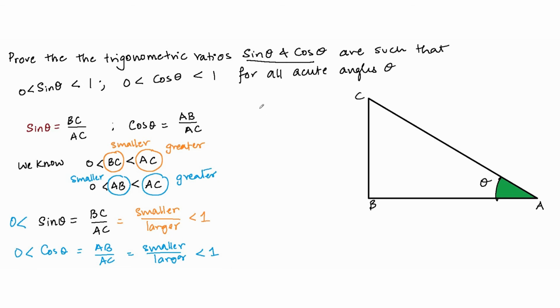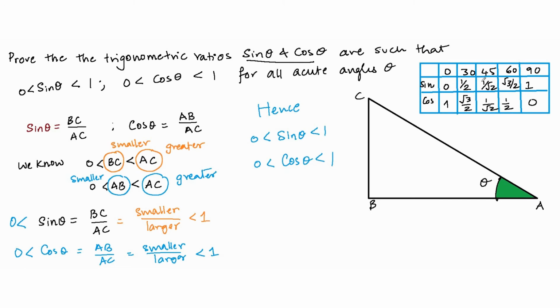And that is why we can say that sine theta is greater than 0 and less than 1. And at the same time cos theta is also greater than 0 and less than 1. So let us quickly remind ourselves of the trigonometric table for standard angles.